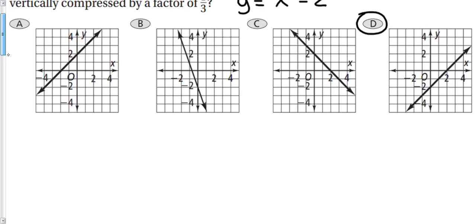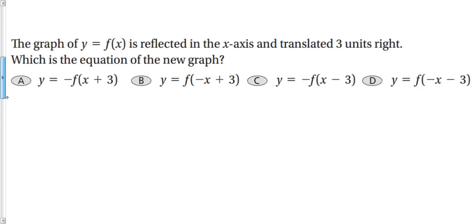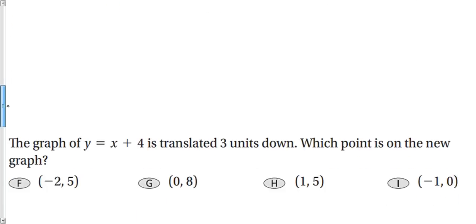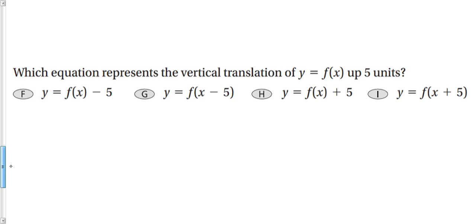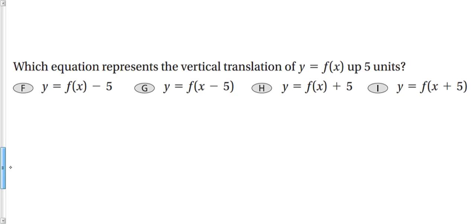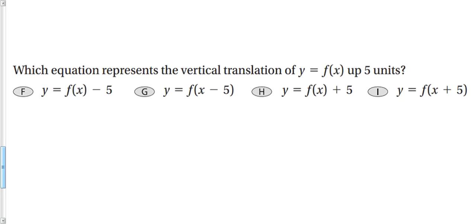Okay. We did this in class. Okay. So to reflect it in the x-axis and translate it 3 units to the right, the answer to that would be C. The negative goes out front, and we have a minus 3. Okay. This is a good one. Which equation represents the vertical translation of 5 units up? That means I want to add 5 to the output of a function, so my answer would be H. Okay. Very good. That was 2-6, families of functions.